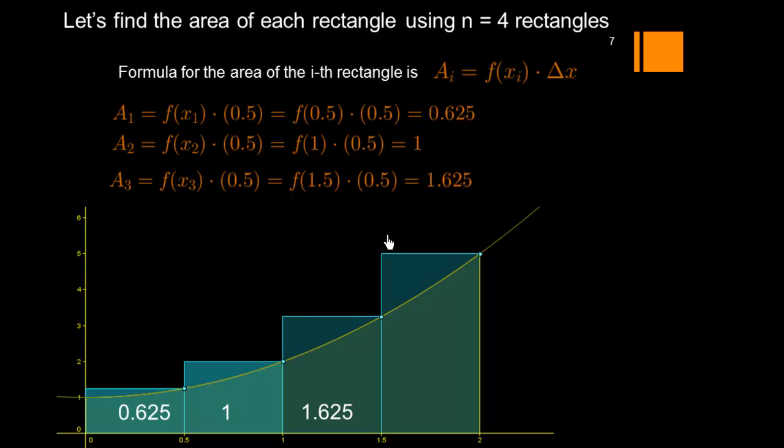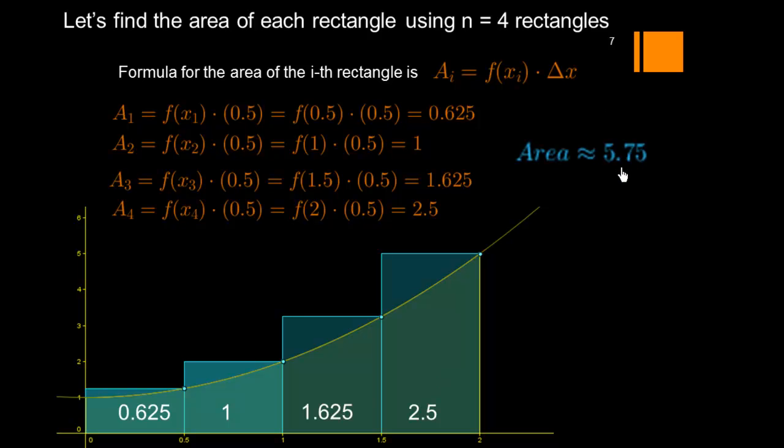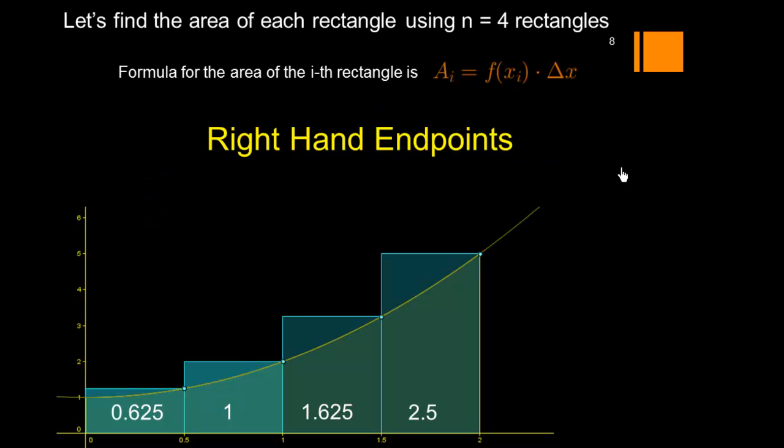And finally, moving on to the fourth rectangle, you're going to find f of 2. That's going to find the height of this rectangle, multiply it by the width, and that finds the area of this rectangle, which is 2.5. If I were to add up all of those values, we get 5.75, which is what we had a couple examples ago. Now, this method we just used is called right-hand endpoints.